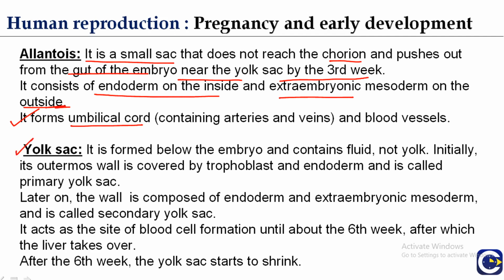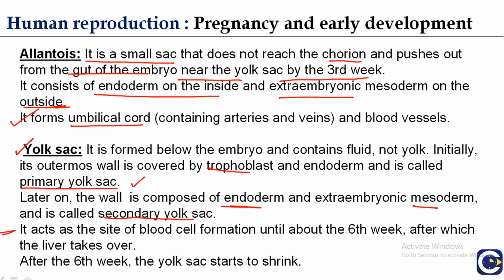Then the further fetal membrane is the yolk sac. It is formed below the embryo and it contains fluid, not yolk. Initially, its outermost wall is covered by trophoblast and endoderm and is called the primary yolk sac. It is highly reduced in case of humans. Later on, the wall is composed of endoderm and mesoderm, and then it is called the secondary yolk sac.